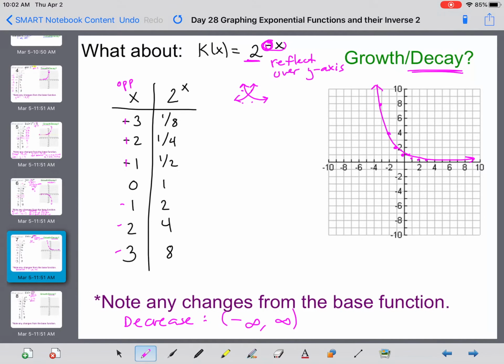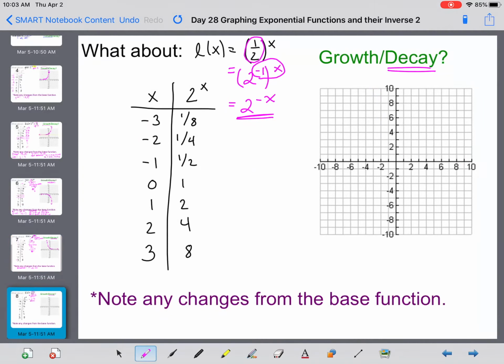So it might even be nice to think about this one, okay, 2 to the negative x power. You could think about that as 2 to the negative 1 times x. 2 to the negative 1 you could rewrite as 1/2. So that's 1/2 raised to the x power. So then that makes that really clear that this is going to be a decay function without actually having to plot anything. So this is exactly the same as our last function. So this is exactly the same as k of x.